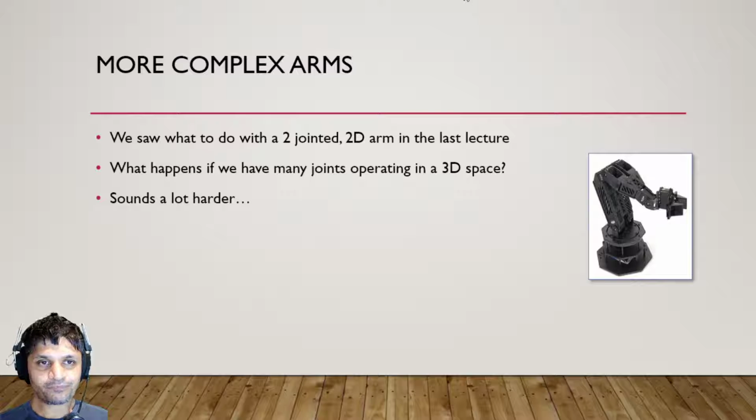But what happens if we have many joints? Like, we have an arm that's not just two-jointed, it's n-jointed, and it operates in a 3D space. Okay, so suddenly the problem gets a lot harder. So let's break it down. Let's think about this in steps.